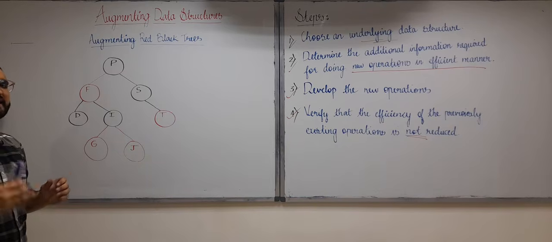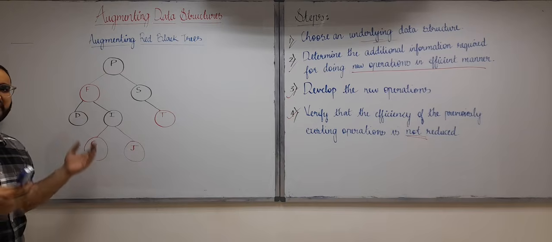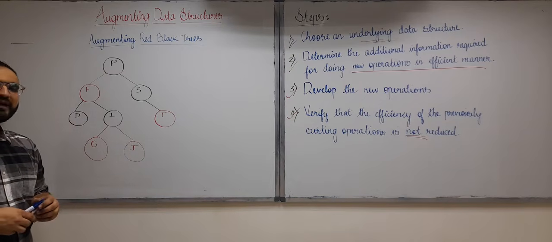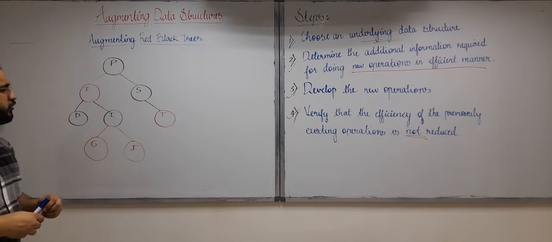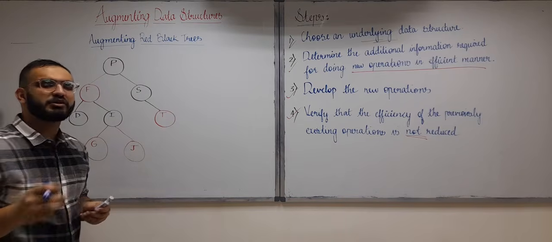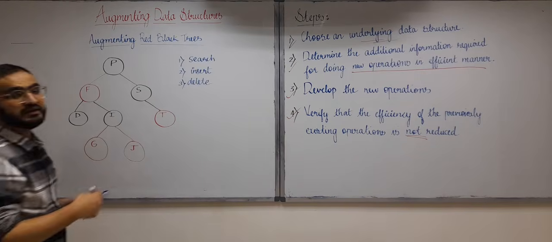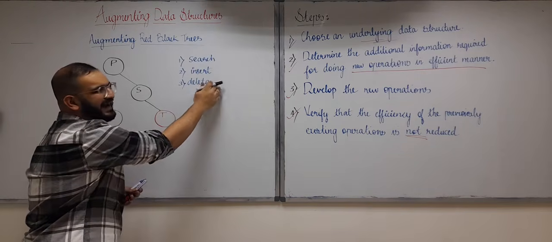So I've explained each and everything about red-black trees through many videos in this Advanced Data Structures playlist. I'll provide the link to that video in the side button. You can go and watch it there. But let us see, how do we augment red-black trees? So as I already mentioned, in red-black trees, you can perform three operations. That is search, insert, and delete, right?